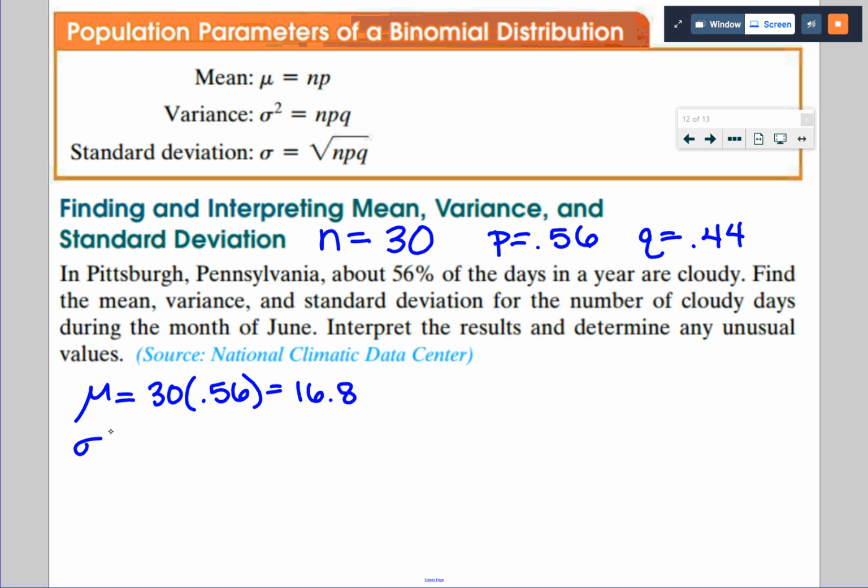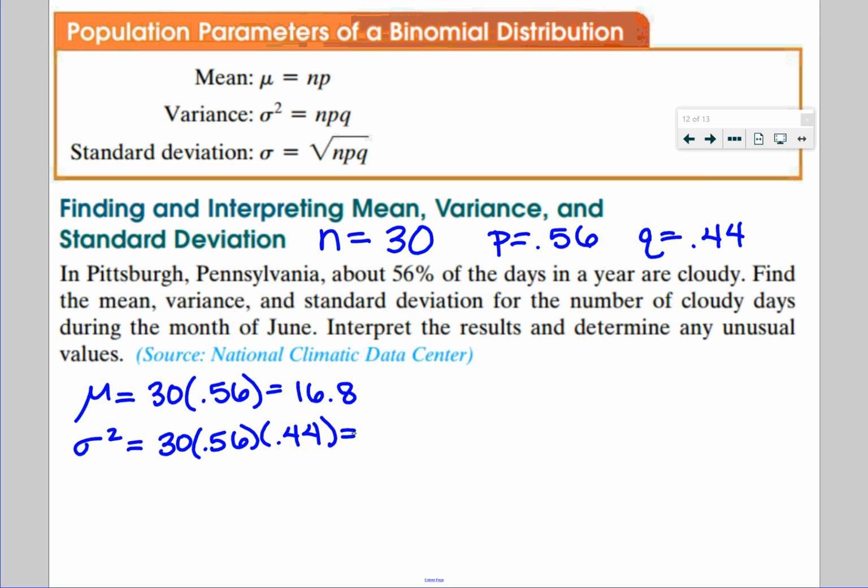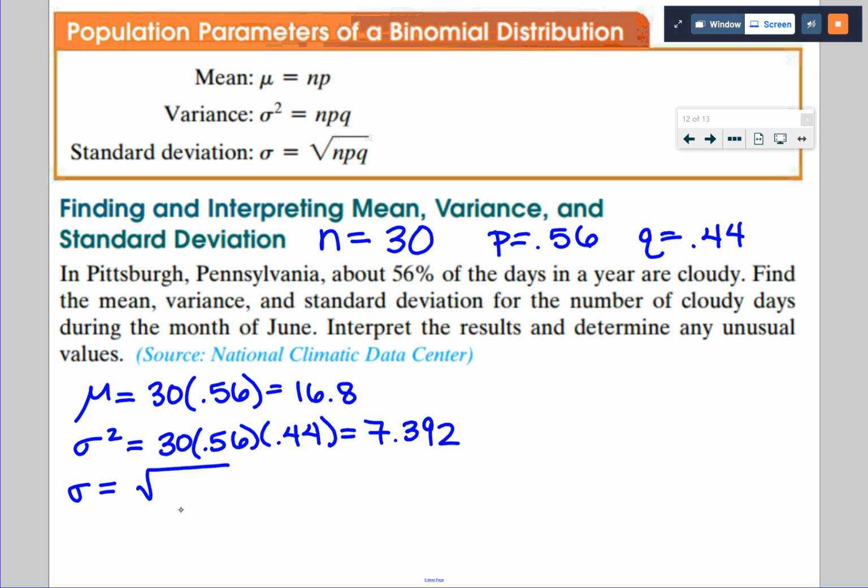Then variance, little sigma squared, is n times p times q. So 30 times 0.56 times 0.44. So the previous answer times 0.44. And I'm going to give it, well, I won't round it yet, 7.392. Standard deviation is just the square root of your variance. Square root of 7.392. And it is approximately, I'm just going to say 2.7.